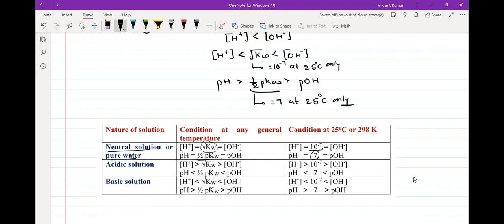Is it okay? In an acidic solution, H plus will be greater than root Kw, OH minus will be less than that. pH will be less than half pKw, pOH will be greater than that. At 25 degrees C, only this you have to remember: root Kw is nothing but 10 raised to minus 7 and half pKw is nothing but 7. Okay, and then put the values there. Is it okay? Any doubt? If you don't have any doubt, then I'll ask you the question.